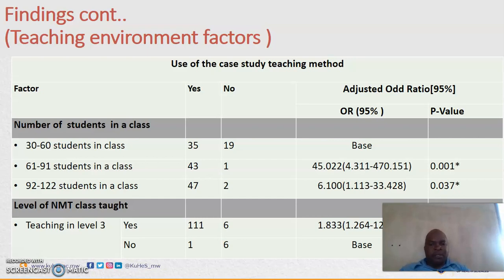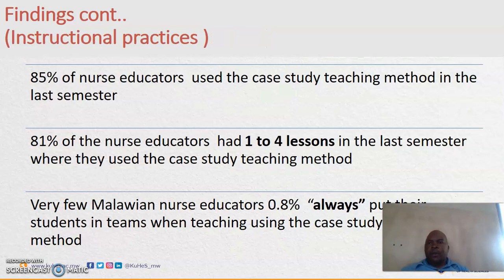Similarly, on the level of students being taught, you can see that educators who were teaching level 3 had one time likelihood of using the case teaching method as compared to those who were not teaching level 3. As you can see again, the results are not significant. On the social practices, this study found that 85% of these educators used the case teaching method in the last semester, and 81% of these educators who used the case teaching method used it in at least 1 to 4 lessons in that particular semester.